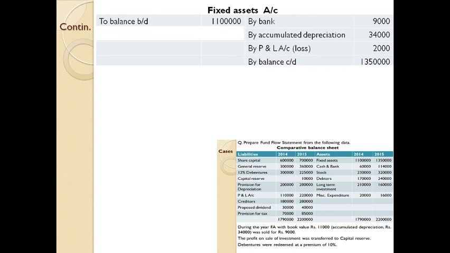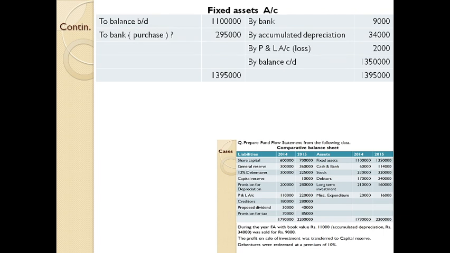Accumulated depreciation 34 is taken directly. Next one, you can see that on both sides the balance total is not coming the same. There is a difference amount on the left hand side, so it is considered as to bank purchase. So once you have prepared the fixed asset account, next you need to prepare the investment account. Remember, you have to prepare provision for depreciation, because the provision for depreciation opening and closing balance is given. For the time being, let us start with the investment account.